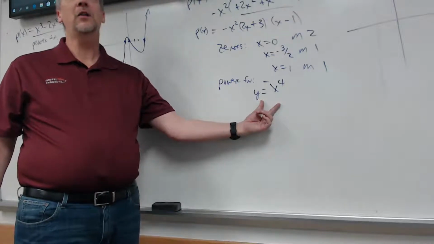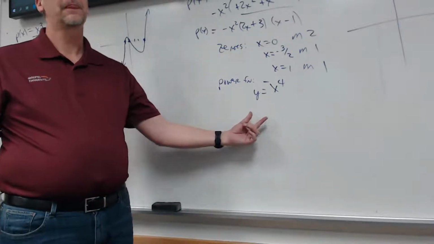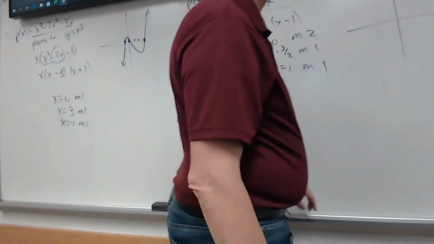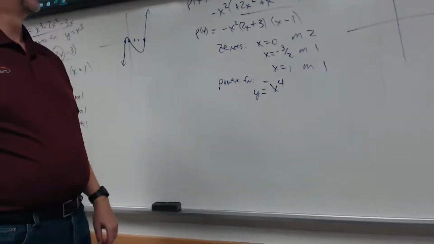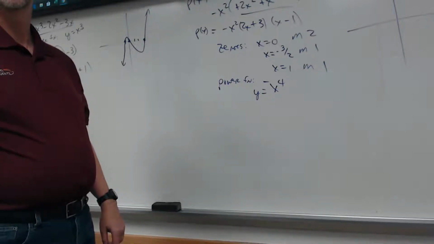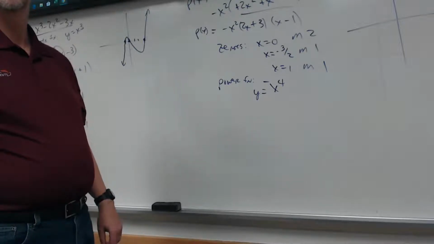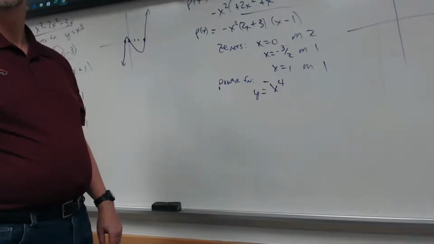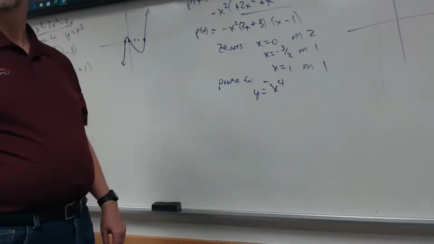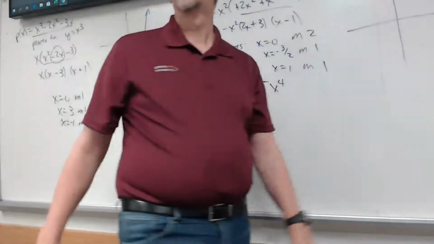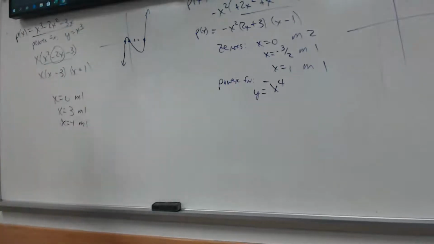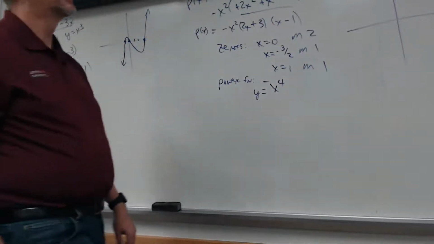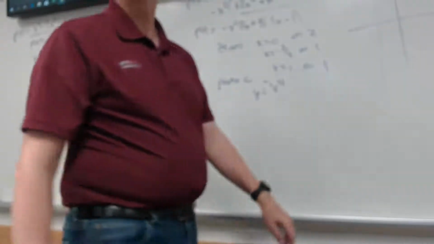Does that start high or low? Are you sure? What do you think? How do we know? That's what x squared is. Squared is even, so it's x to the 4th. Does it start higher? Should we vote?